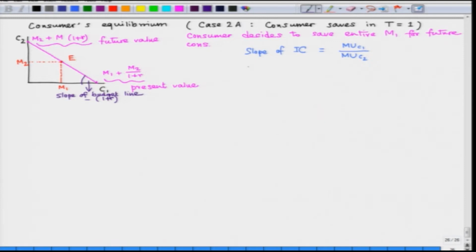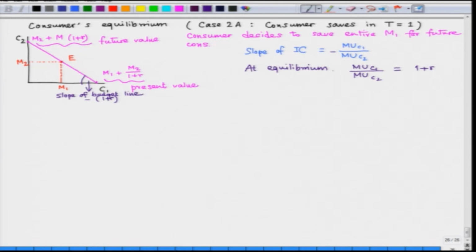Now, note that at equilibrium the slope of the budget line has to equal the slope of the indifference curve. Sorry, I forgot to place a minus here. So, the minus and minus will cancel out, and finally we have MU C1, the marginal utility from consumption in period 1, and MU C2, the marginal utility of consumption in period 2. The ratio of that, the MRS, will be equal to the absolute value of the slope of the budget line, which is 1 plus r, right.